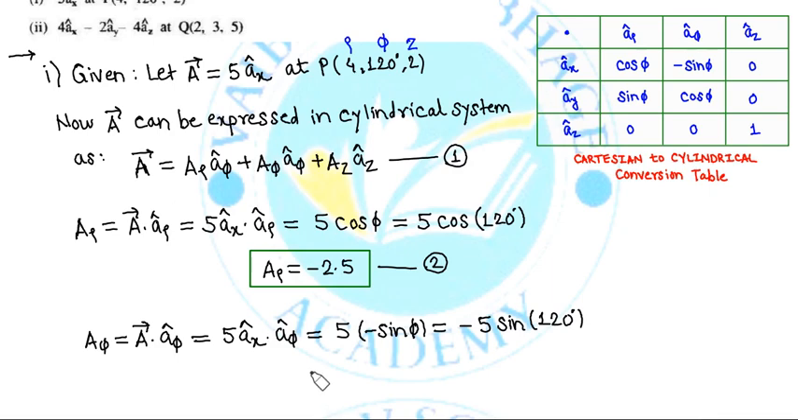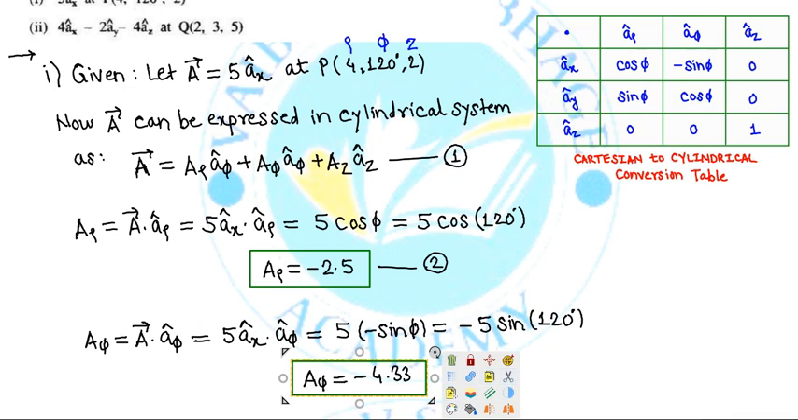So from that you will get the magnitude along the phi direction. If you go through that calculation, you will find that A phi is minus 4.33. So this is the second magnitude of your given vector A in the phi direction. Assign some equation number to that one.